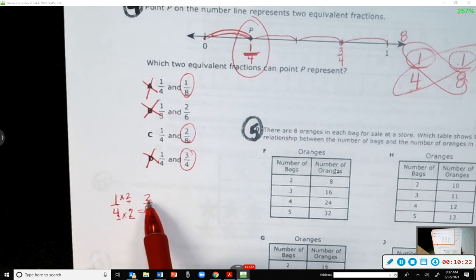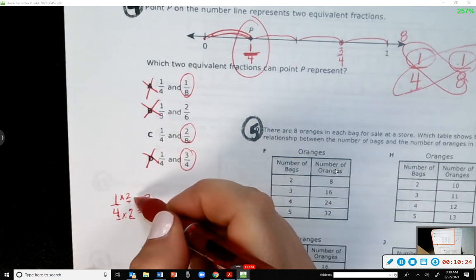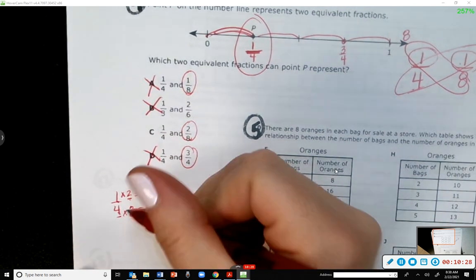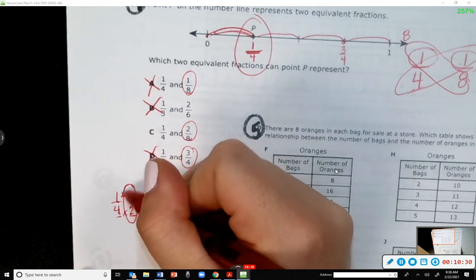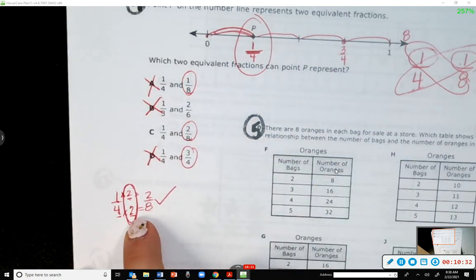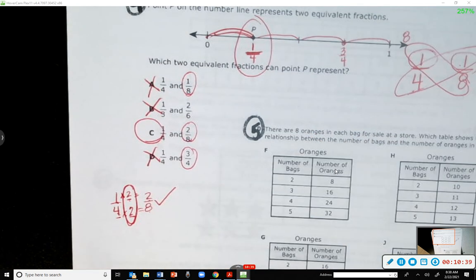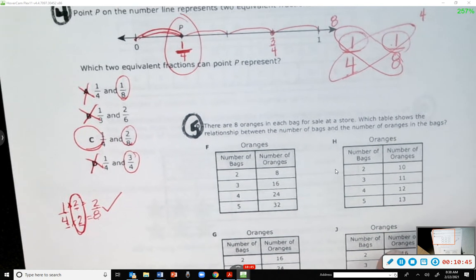1 times 2 equals 2? Yes. So they are equivalent. Anytime you want to get an equivalent fraction, you can multiply them by the same numbers, top and bottom. Okay, so C was correct. Everybody get that one right? Yes. Okay, good. Okay, now table.